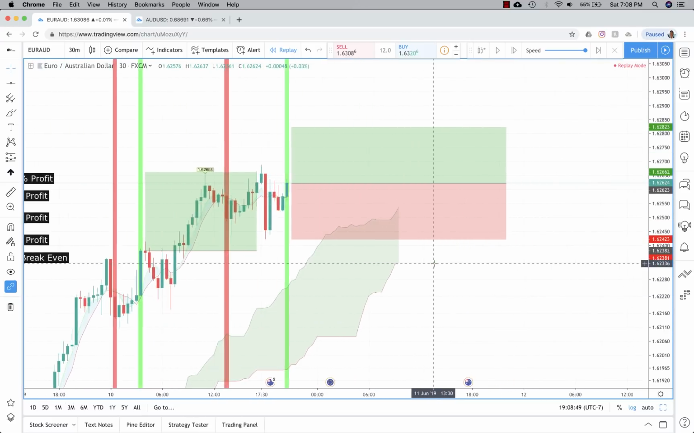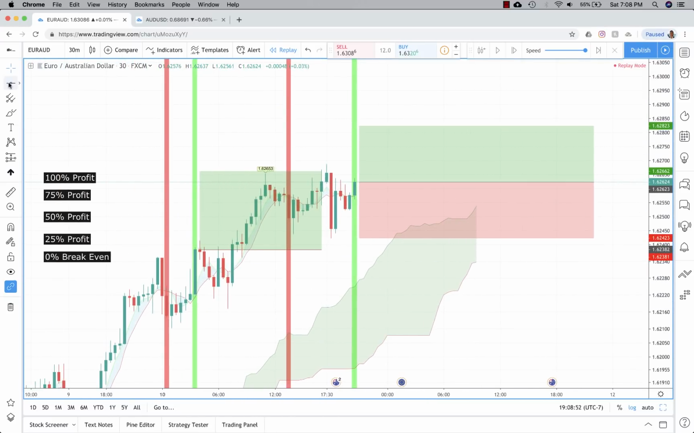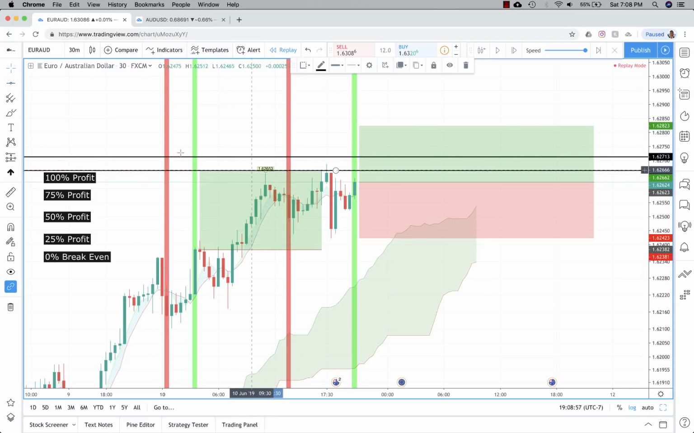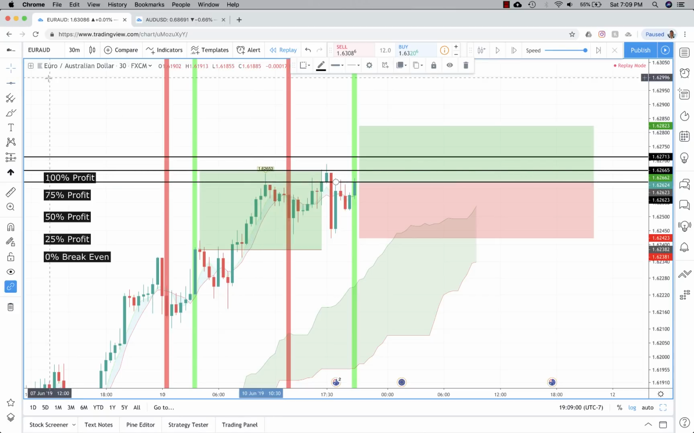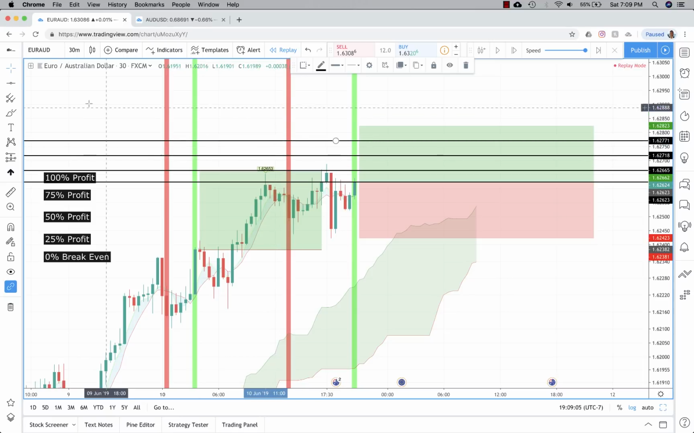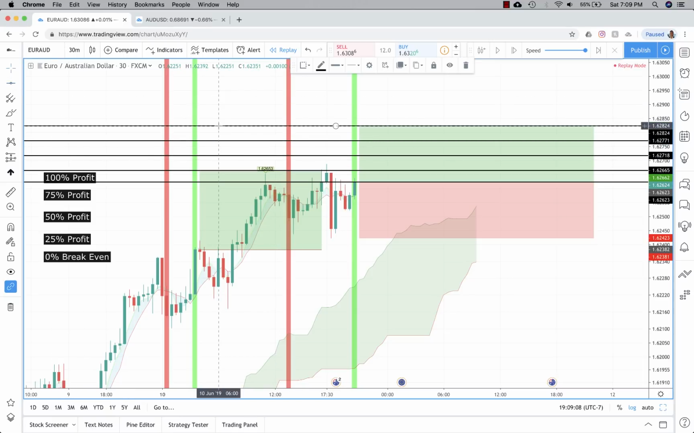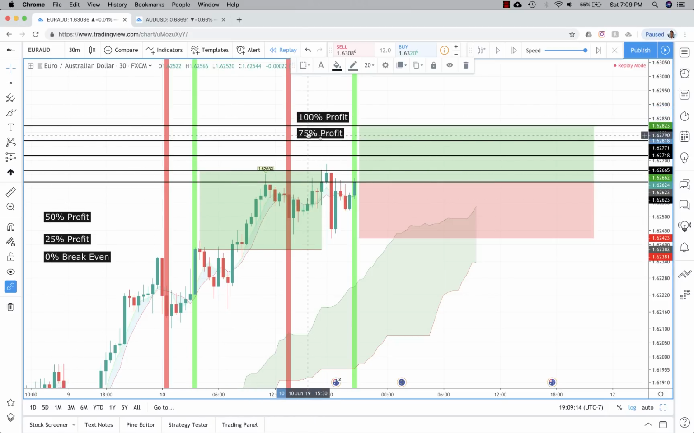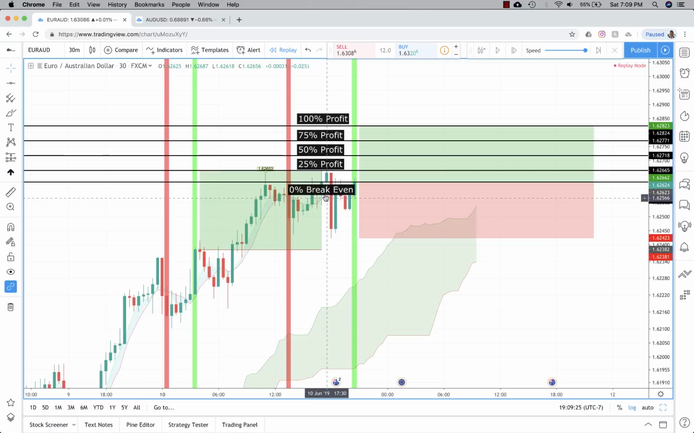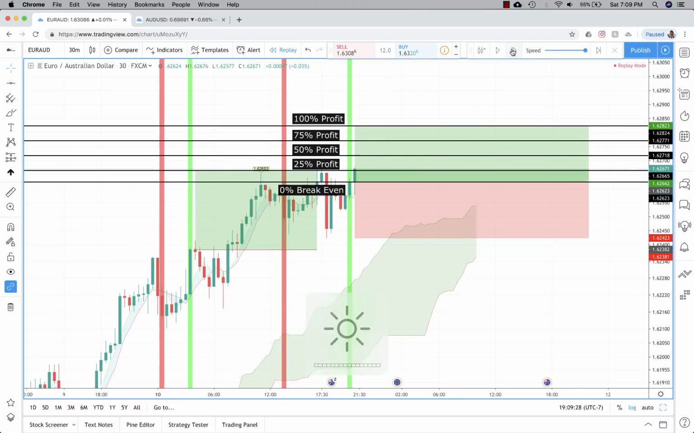But if you guys want to see the exit strategy, I'll just plot these on here. So it'd be 50%. Let's do 25. This would be 0, break even. Let's do 75. Let's move 50 a little higher. There we go. And then we got 100 up here. So we'll put 100% profit right here, 75 right here, 50 right here, 25 right here, and then break even would be right here. All right, let's see how this plays out.